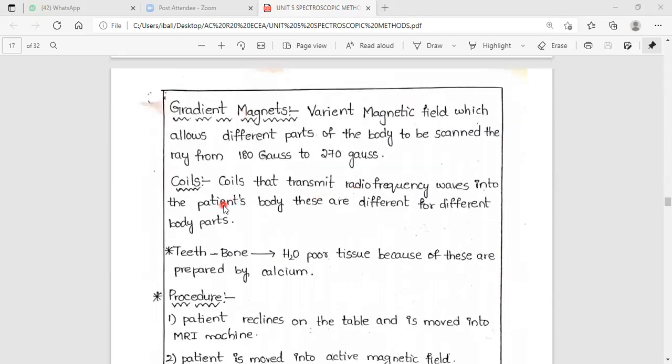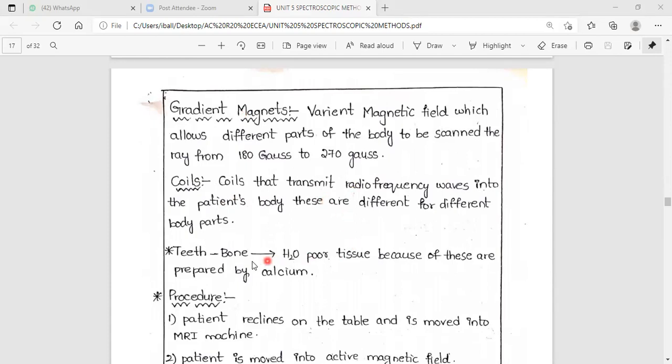Now see this. What is an RF coil? The RF coil transmits the radio frequency, and the radio frequency enters the human body, which detects whether the human body contains an abnormal part.